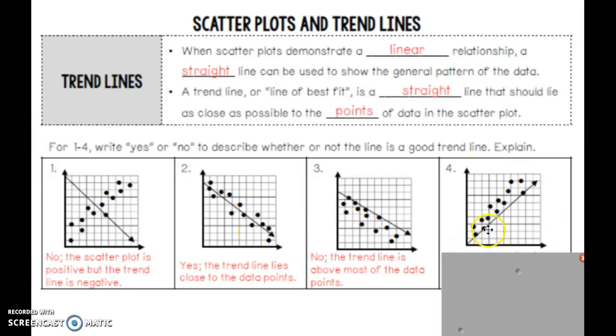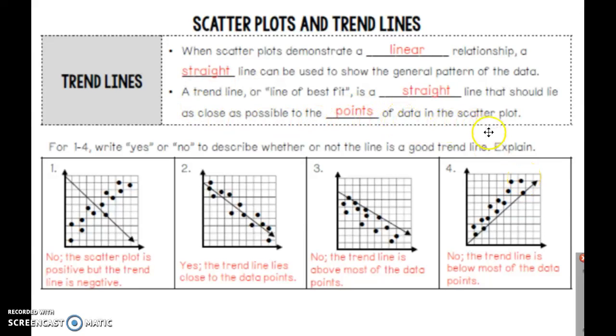This example has the line going in the correct direction, but again, it only goes through these 3 points, and it's farther away from these other ones than we would like it to be. So a better trend line would go right through the center of all the points that we have. It needs to go as close as possible to the points in the scatter plot.